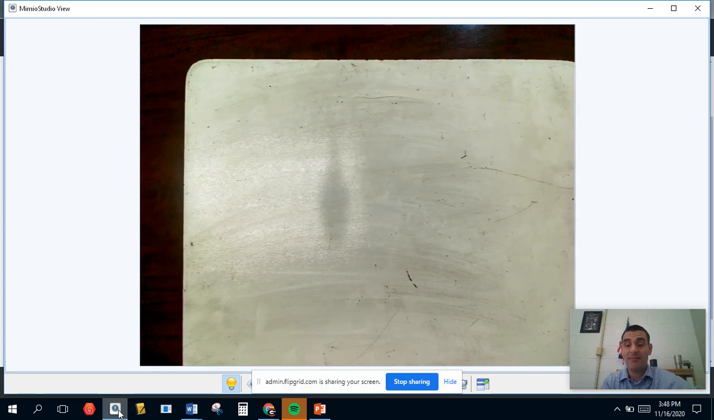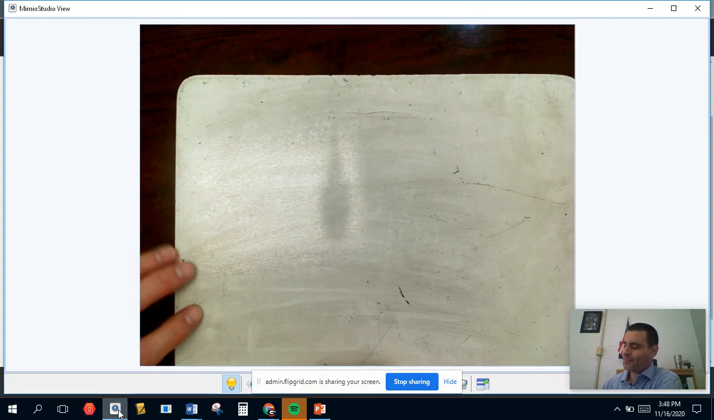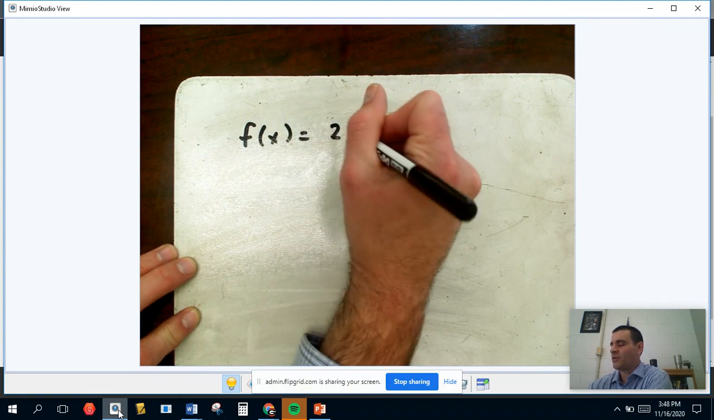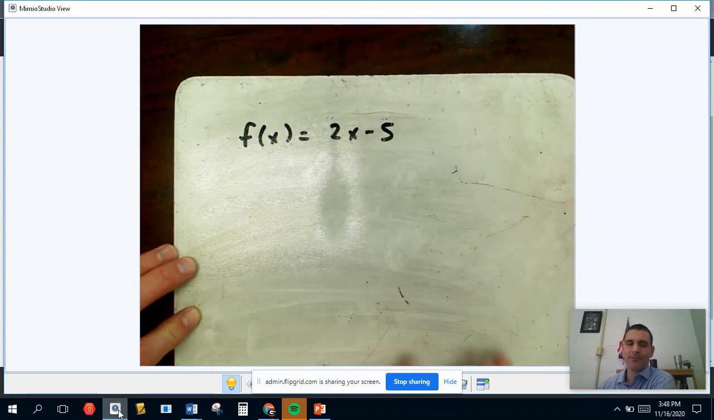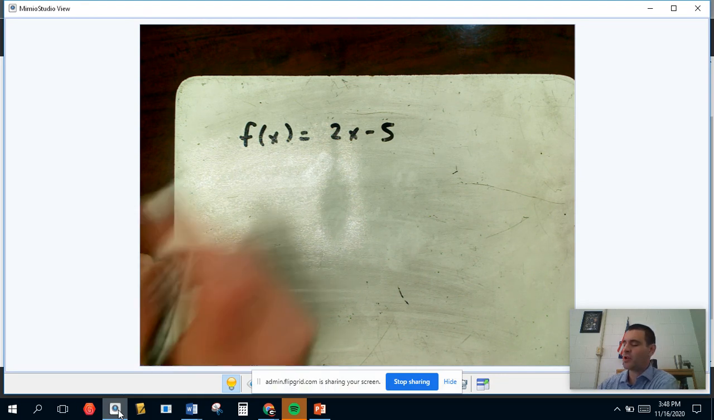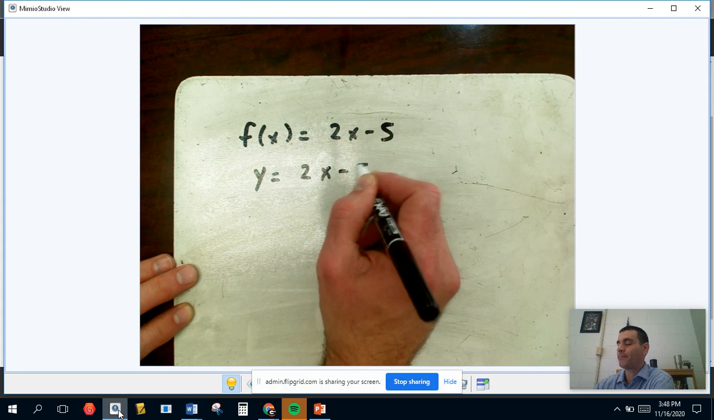We're going to write the inverse of a function, and we're going to keep it linear functions here. So you may have something like f of x equals 2x minus 5. There are different ways you can go about this, but the way I'm going to show you is first change f of x to y.